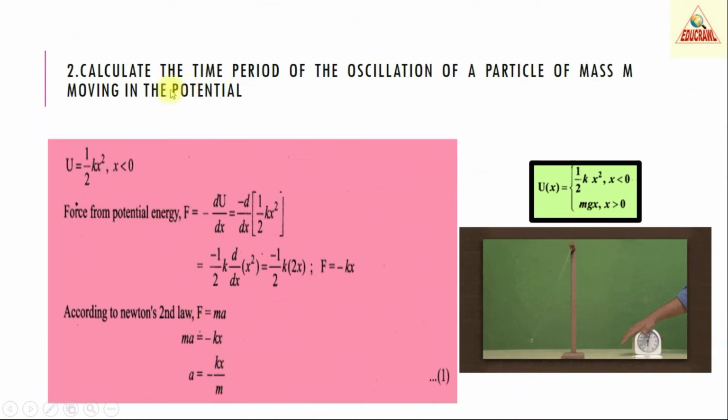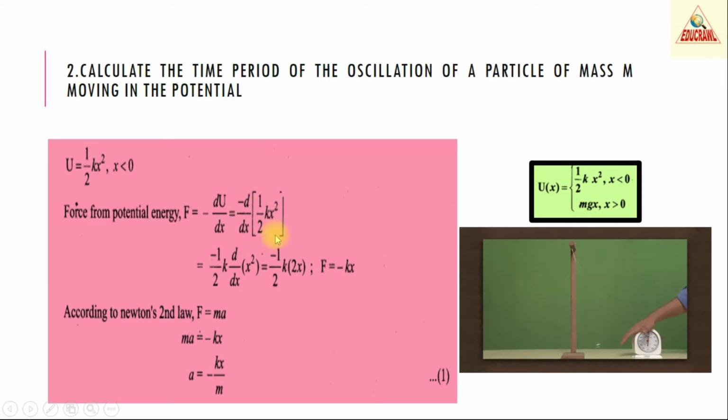The second problem. Calculate the time period of oscillation of a particle of mass m moving in a potential U is equal to half k x squared, where x is less than 0. We know the expression for force from potential energy as F is equal to minus dU by dx. Substituting the U value, we have F is equal to minus d by dx of half kx squared. So we have to differentiate this expression.